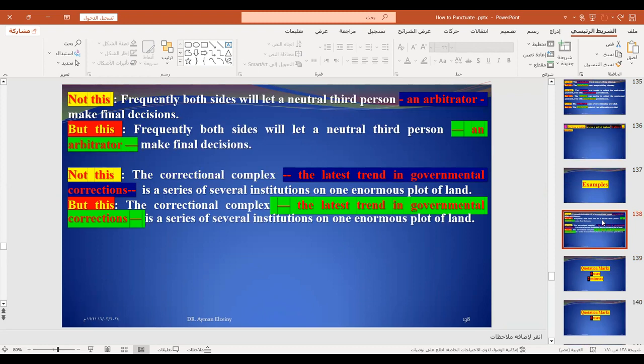For example, frequently both sides will let a natural third person, an arbitrator, make a final decision.